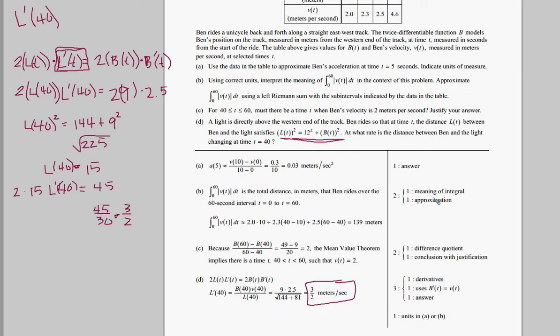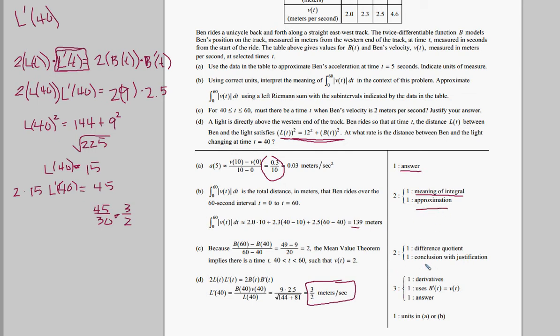So let's talk about how we got our points. In the first part, you got your point just for having the 0.03, or even this 0.3 over 10. That would suffice. And then the second part here, you got it if you interpreted your meaning correctly, and then also if you got the correct approximation of 139.